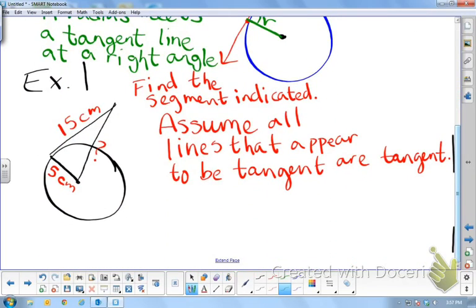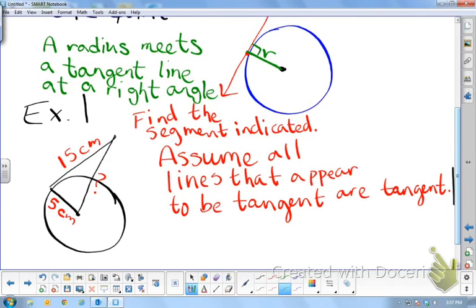So here's our first example. We have our circle, we have our radius of 5 centimeters. The tangent line is the 15 centimeter line. It didn't extend in both directions, but it's still only touching the circle at one point. And then the instructions are kind of long. Find the segment indicated, find question mark, assume all lines that appear tangent are tangent. That's just because you can't trust the picture and say, oh, this is a tangent line. They have to tell you. So I had to tell you, hey, these are tangent.